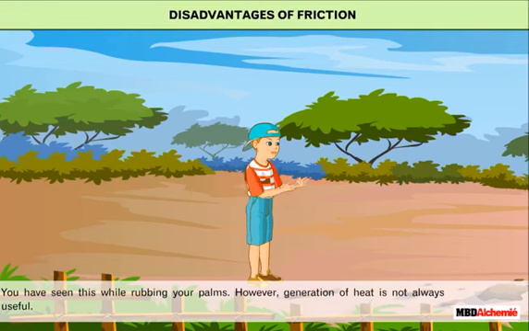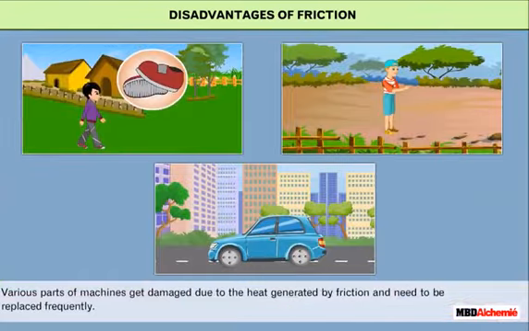Friction between surfaces generates heat. You have seen this while rubbing your palms. However, generation of heat is not always useful. Various parts of machines get damaged due to the heat generated by friction and need to be replaced frequently. A lot of energy is wasted when a machine gets heated due to friction. Also, energy is wasted to overcome the force of friction while moving an object.